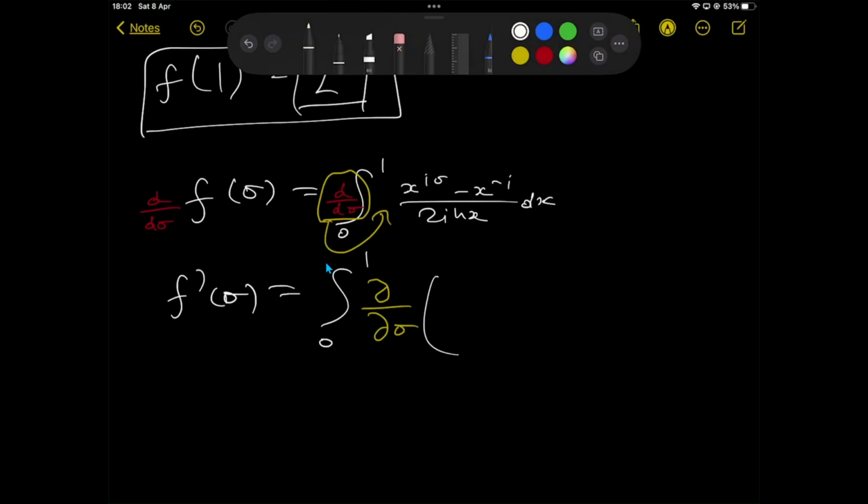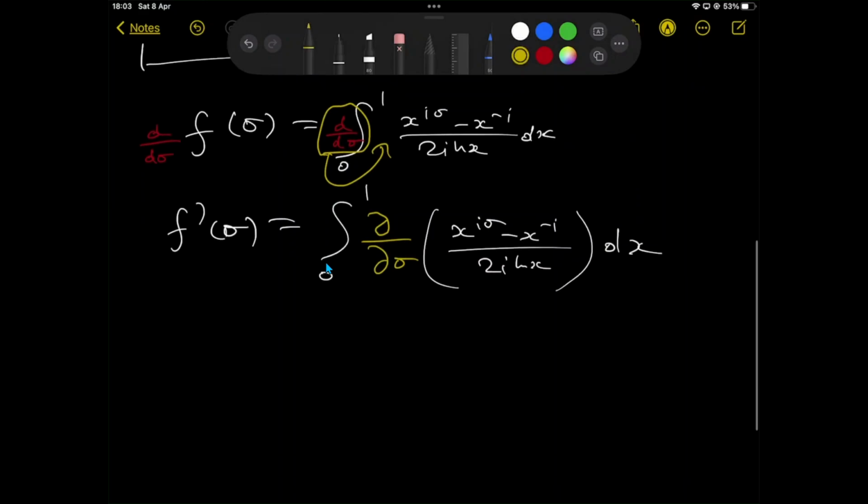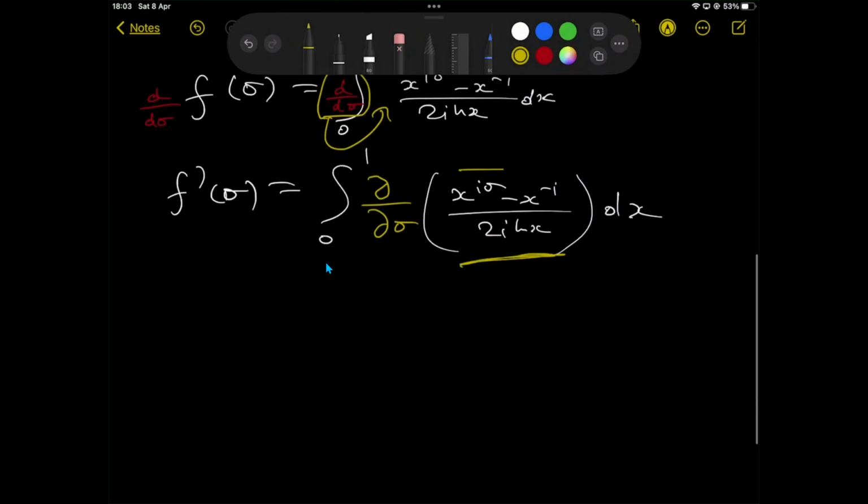And we have the rest of the function, (x^(iσ) − x^(−iσ)) over 2i ln x, and it's still an integral. How do we do this? We need to differentiate this with respect to sigma, then integrate the answer with respect to x. That's what f prime of sigma is. Then we integrate both sides and we get f of sigma, and then we sub some stuff in. You'll see what will happen.